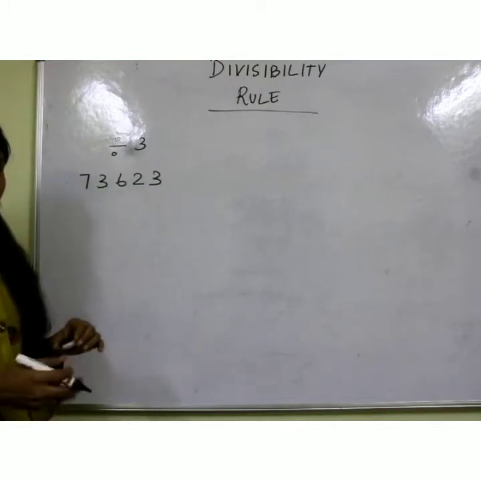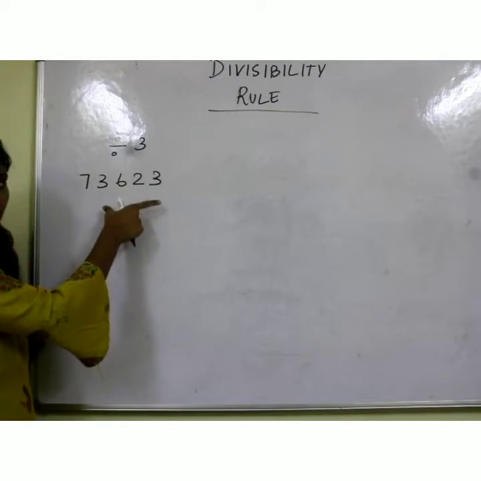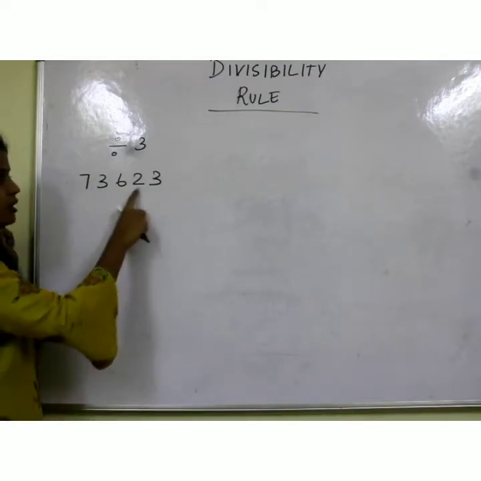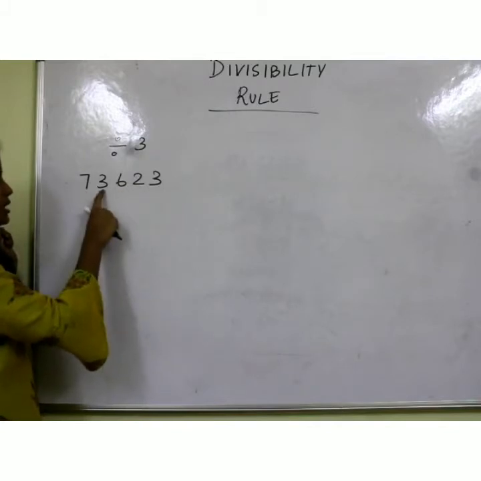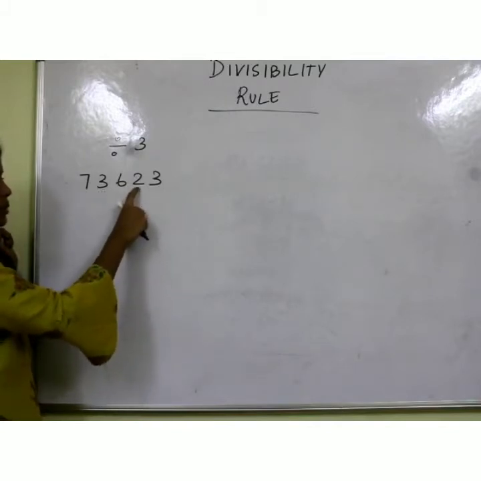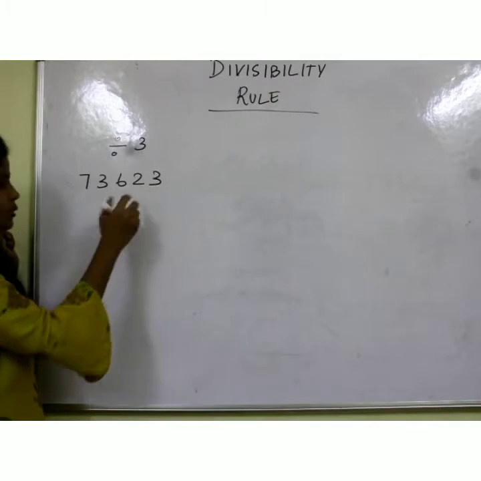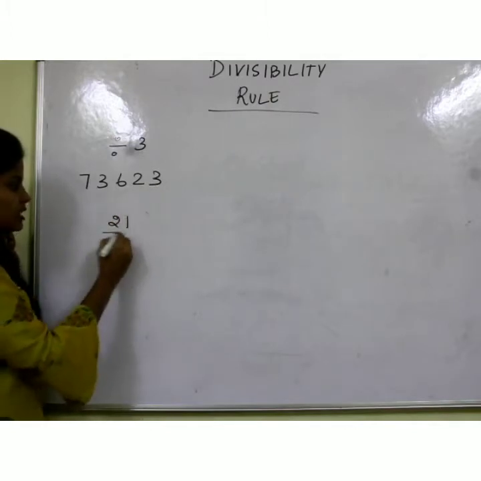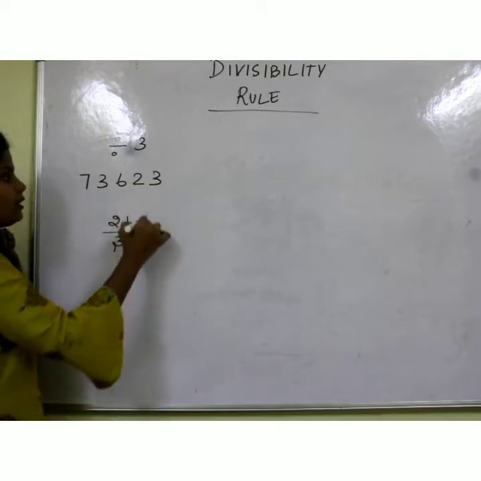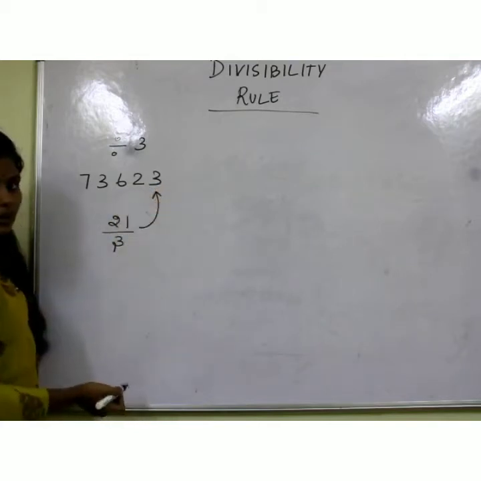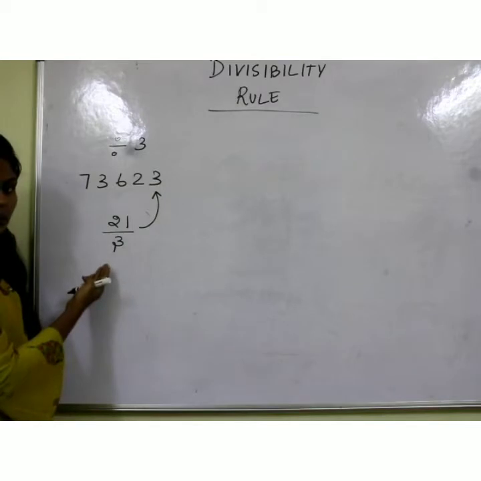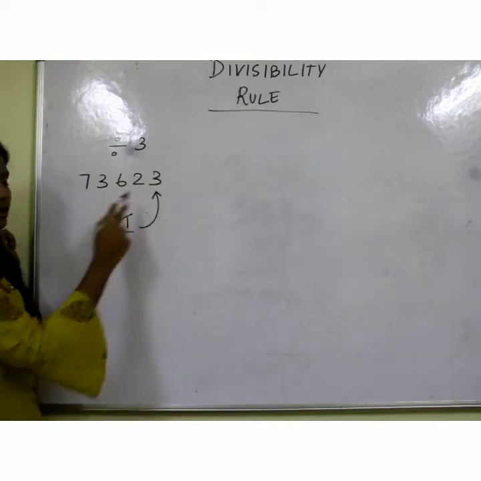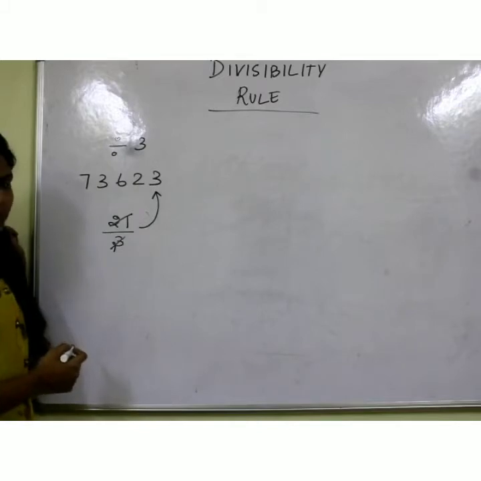It's as simple as that. Just take the digital sum of this 5-digit number. What is the digital sum? It is nothing but the sum of all the digits of the number. 7 plus 3, 10, 10 plus 6, 16, plus 2, 18, 18 plus 3, 21. Now, if this digital sum is divisible by 3, then the entire number is divisible by 3. As you can see, 21 is a multiple of 3, so it's divisible by 3. So the number 73623 is also divisible by 3.